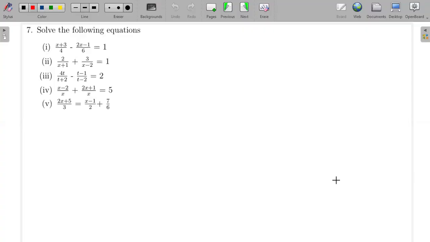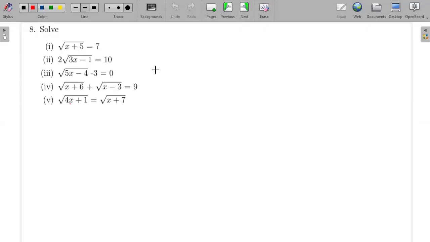Okay, so what are rational equations? Rational equations are simply equations that are in the form of a fraction. You can see all these equations here, they are in the form of a fraction. Meaning that when we'll be solving them, we are going to be applying the principles that deal with fractions.